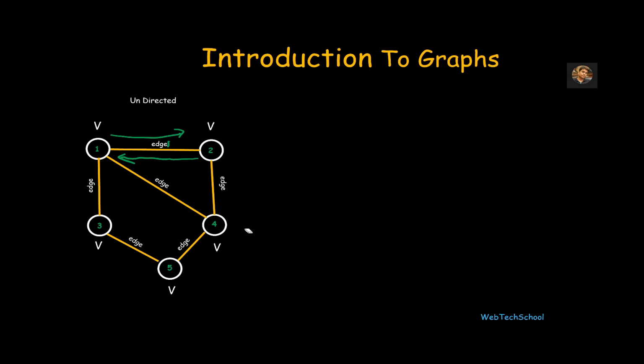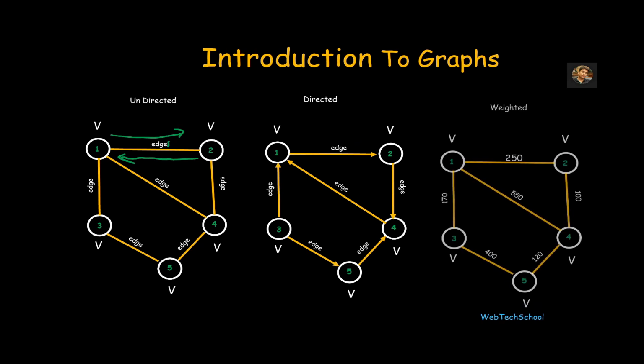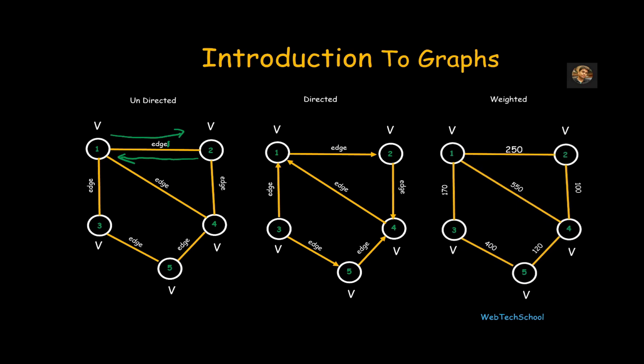The next type of graph is a directed graph. A graph is said to be directed if there is a proper direction given. So one can move only from vertex 1 to vertex 2, but from vertex 2 to vertex 1, you cannot move because there is no direction given. A real world example of a directed graph would be a single lane traffic where vehicles can move only in one direction.